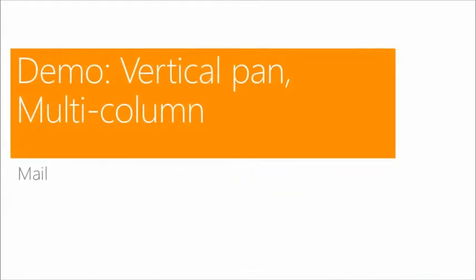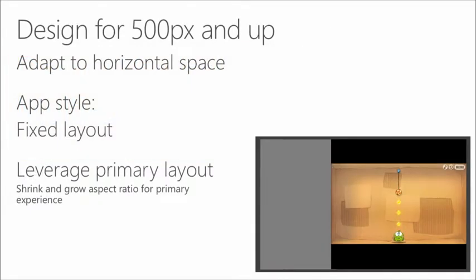So yeah, we just showed that with the vertical pan and multi-column. So designing for 500 pixels and up, adapting for horizontal space when I'm a fixed layout, this is really just leveraging the primary layout. I've already got that view box, and it's doing the right letterboxing for me to adjust for the aspect ratio. And here you can see I'm in multi-windowing mode and I'm running Cut the Rope, and it still works and plays great. And maybe I have TV on the other side and I'm watching TV or listening to music or something in the other window, right? But I can still play my game.